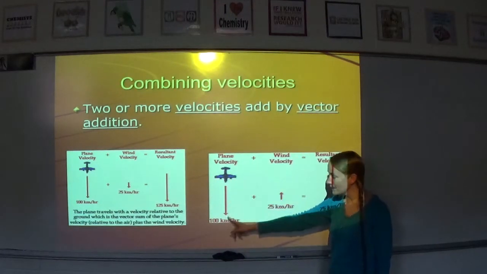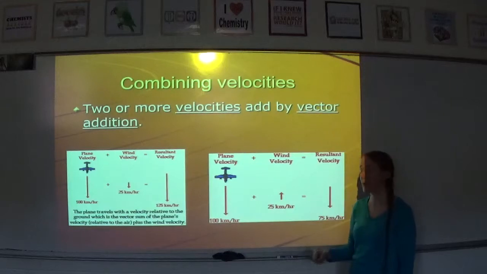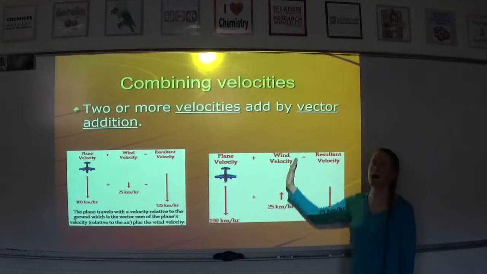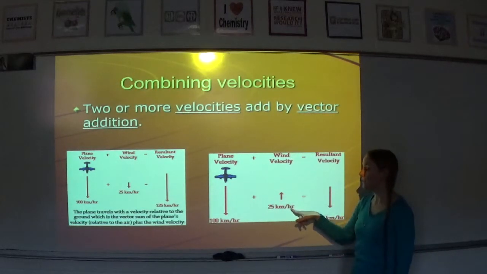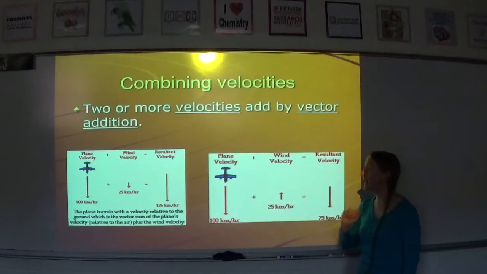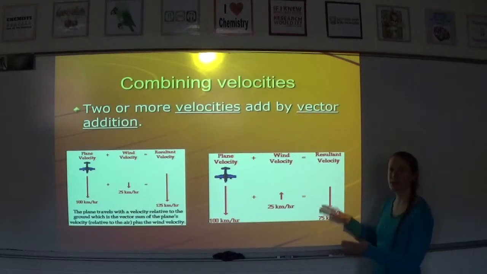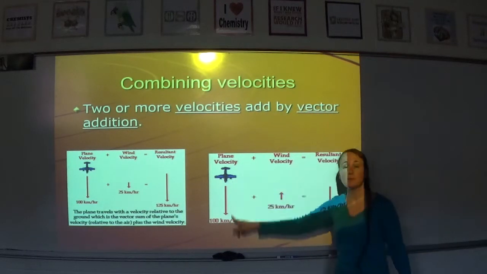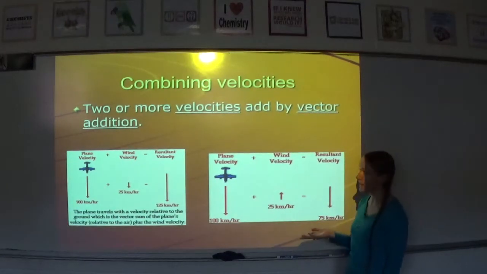Well, here we have the plane going in one direction at 100 kilometers per hour. The wind is going in the opposite direction at 25 kilometers per hour. So we would do 100 minus 25. So overall we would get 75 in the direction of the plane because the plane has the larger magnitude.